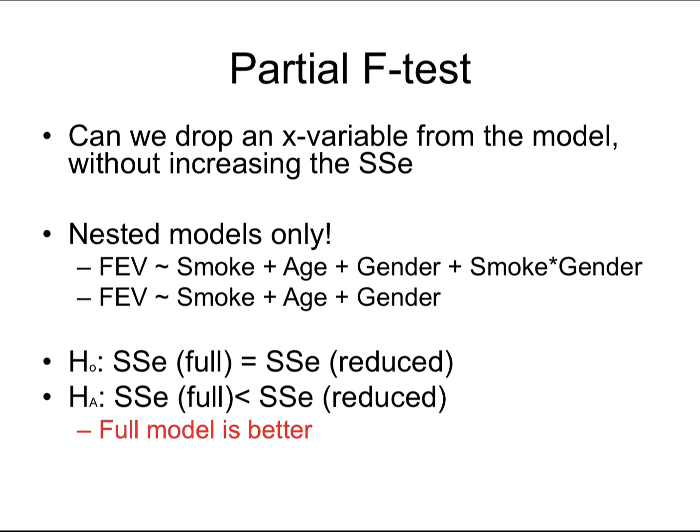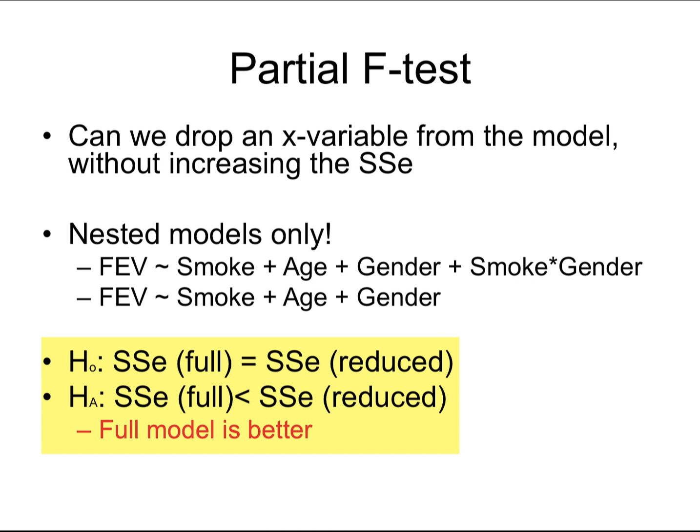Remember what we said in the last tutorial, that the partial f-test can be used to compare nested models only. In this case, we are comparing the full model with the interaction term to the reduced model without the interaction term. Our null hypothesis is that the sum of squared error of the full model with the interaction term equals the sum of squared error of the reduced model.